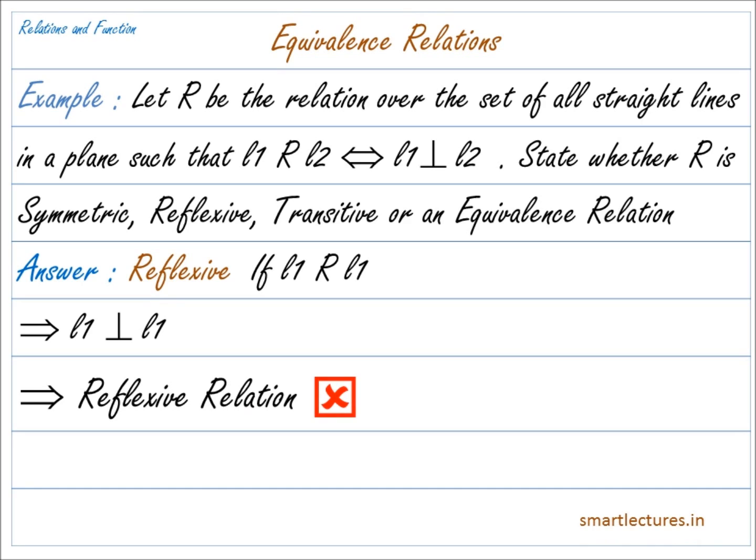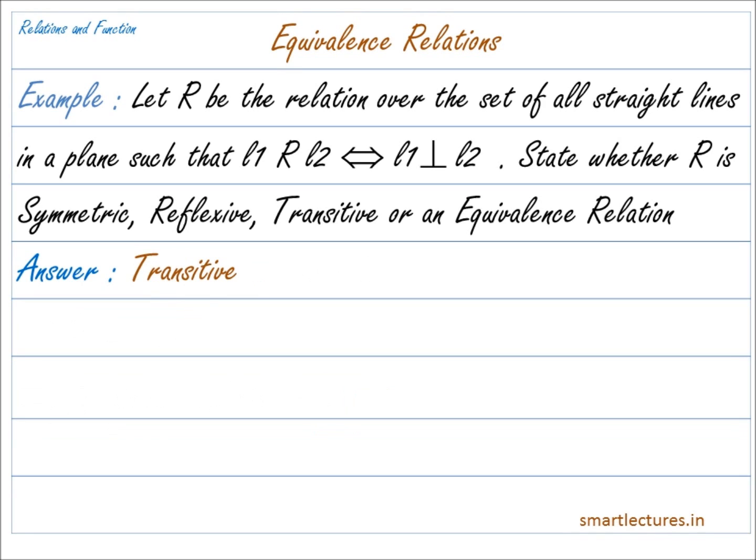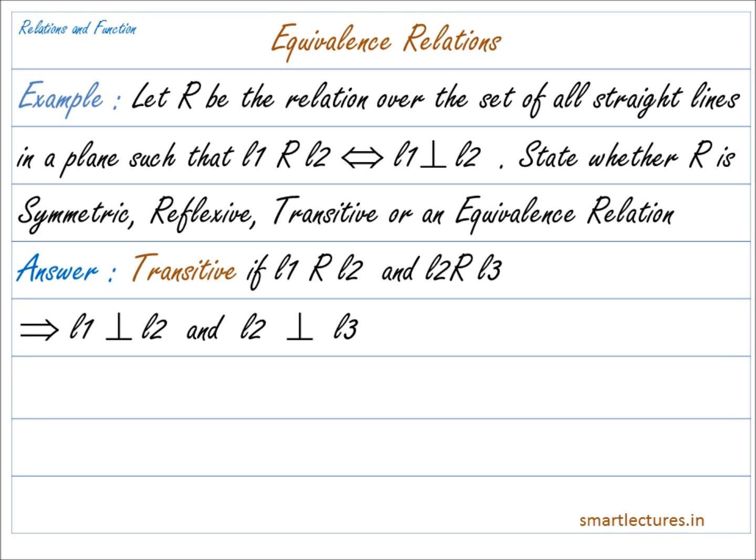Now check whether this is transitive. Now if L1 is related to L2 and L2 is related to L3, that means L1 is perpendicular to L2 and L2 is perpendicular to L3. Now is it that L1 is also perpendicular to L3? No. In fact, L1 will be parallel to L3. So this is also a false statement.